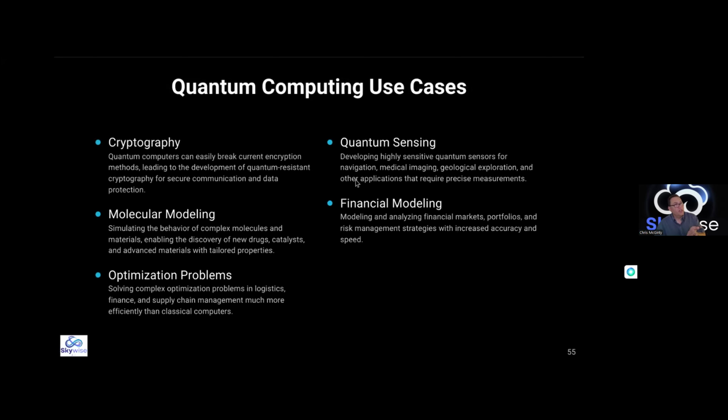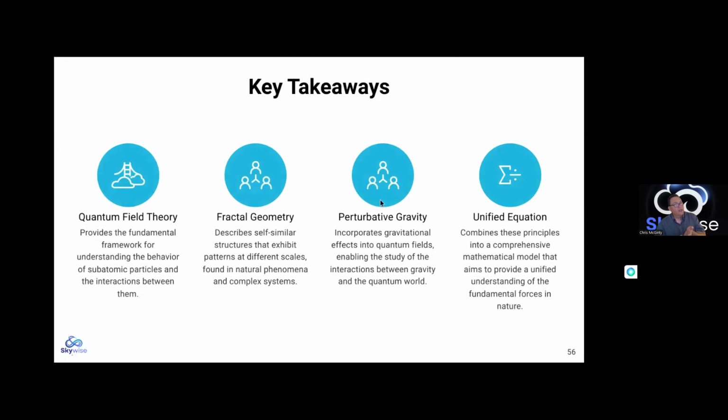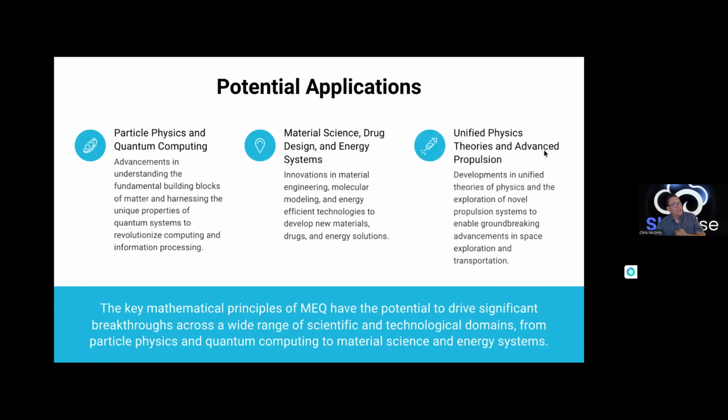These are the types of things we'll work on with the quantum computing. And so the key takeaways from this presentation is I wanted to make sure people understood how we're putting this together. This unified equation combines quantum field theory, fractal geometry, and gravity. So that's how we're merging general relativity and quantum mechanics. It can be applied in particle physics, quantum computing, which I've explained, material sciences, and we're looking at some really very fascinating advanced propulsion things.